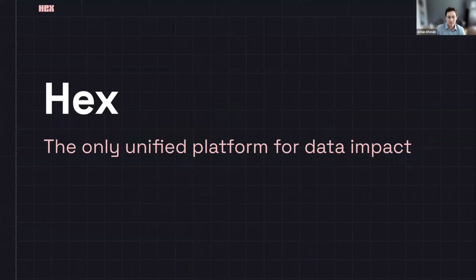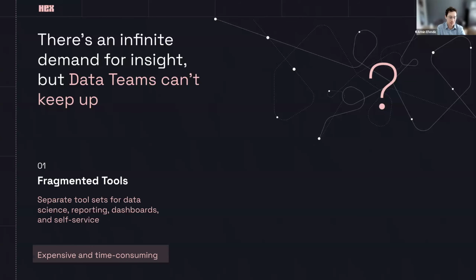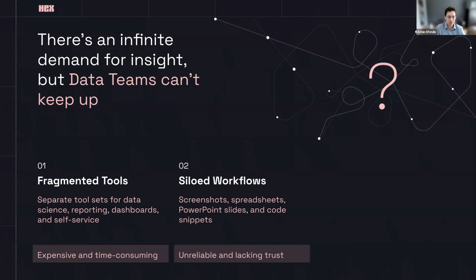To best unpack this, let's first look at the types of problems we try to solve with our joint customer bases. The common thing that we keep seeing and hearing is there's an infinite demand for insights, but the data teams can't keep up. The reason is one of three main buckets that parlay into each other. The first is fragmented tooling. Many of you probably have one or multiple BI tools. You maybe have folks in Excel, you have SQL runners or notebooks, and this can become rather expensive, time consuming, and leads to siloed workflows.